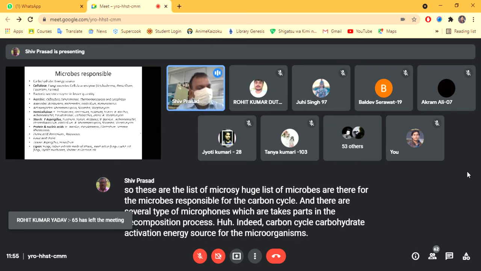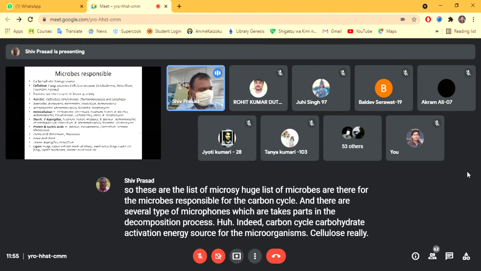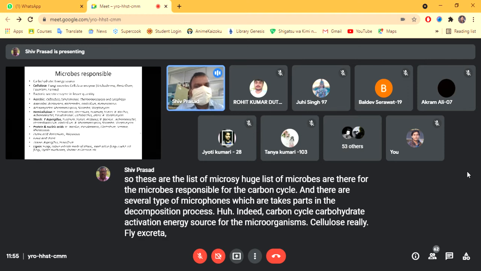Cellulose mainly, fungi excrete cellulase enzyme.